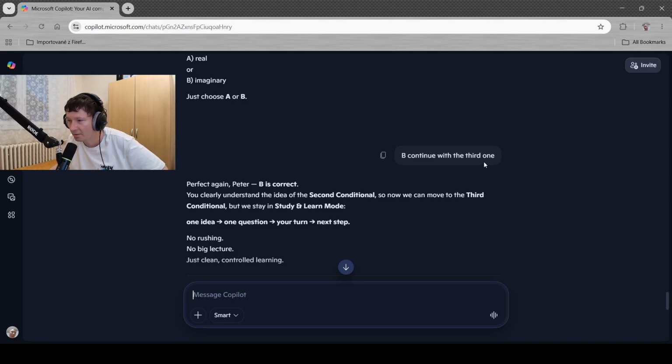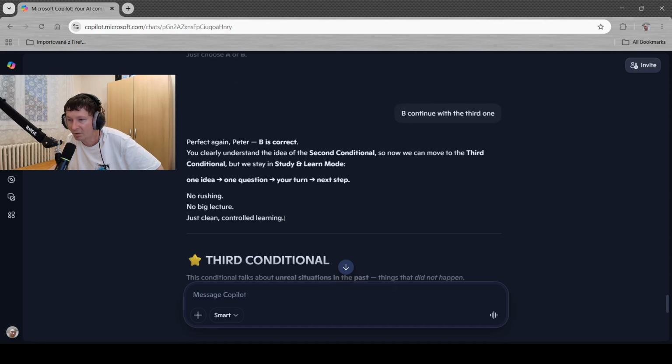B. Continue with the third one. Perfect, perfect again, Peter. B is correct. You clearly understand the idea of the second conditional. So now we can move to the third conditional, but we stay in study and learn mode. One idea, one question, your turn, next step. No rushing, no big lecture, just clean, controlled learning.